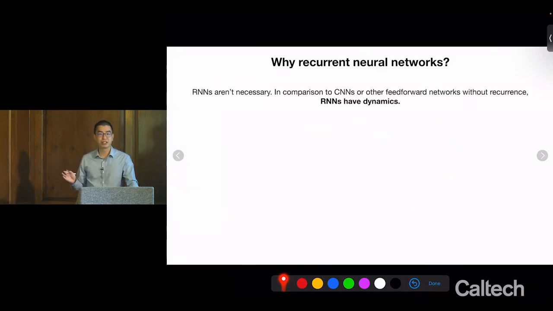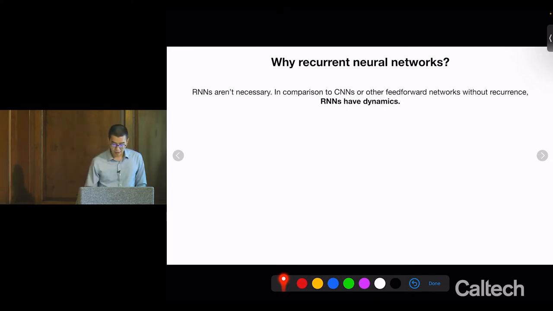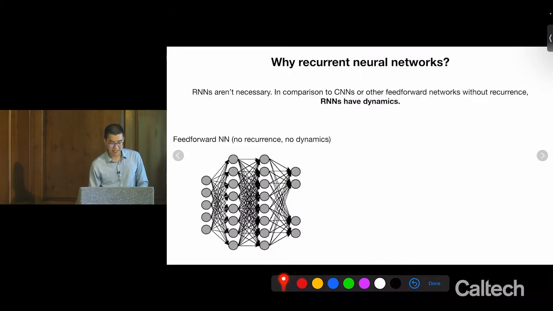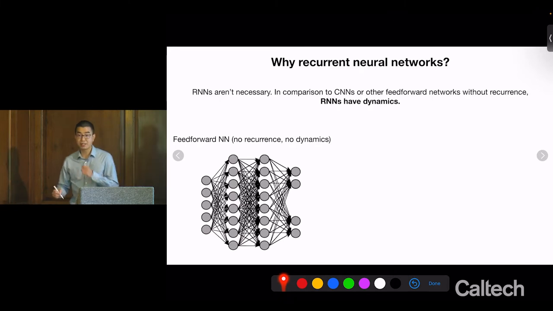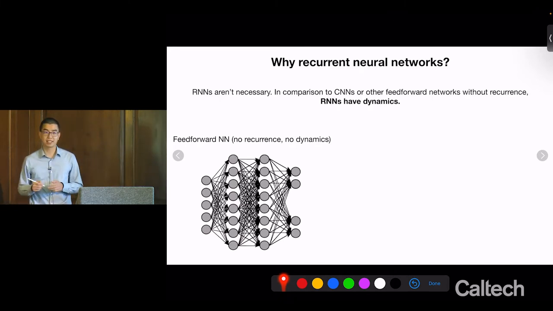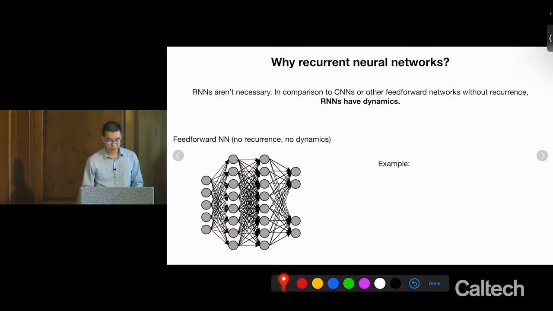And the first thing I want to say is recurrent neural networks are not necessary. So there's been good work modeling, for example, the visual stream using feed-forward convolutional neural networks. The key take-home is that in comparison to feed-forward neural networks, and feed-forward here just means that there are no loops, so the connections in one layer only go forward to the next layer, and so on and so forth, these feed-forward neural networks, because they don't have loops, do not have dynamics. And I think dynamics has probably been a significant theme of the summer school.